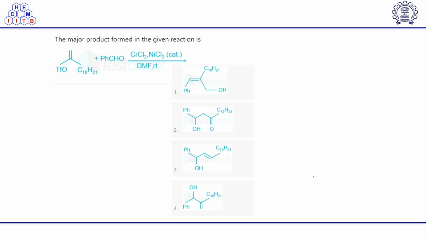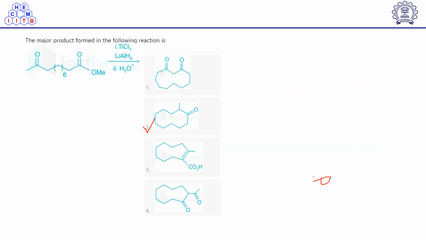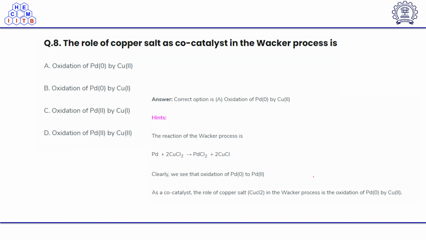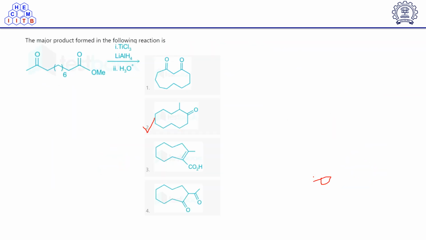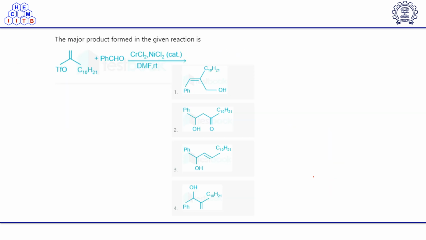This compound, this alkene, on treatment with this aldehyde under chromium dichloride and nickel dichloride, catalytic amount in DMF, RT, which will be the major product. So this is our sixth question. With this question, we will stop our discussion for today. This will be the last question for today's discussion.